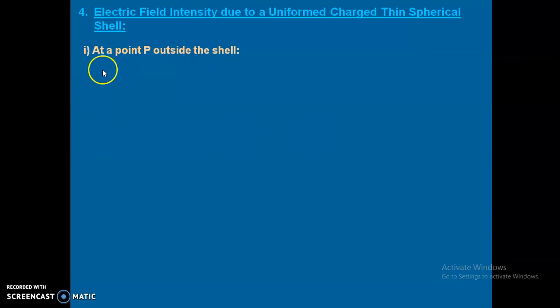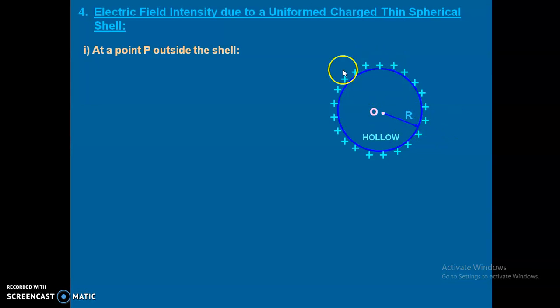Now if we consider a point P outside the shell, then what should be the electric field intensity? Let us understand. Let us have a positively charged spherical shell, its center O and its radius R. It's hollow inside. Now the total amount of charge on the spherical shell is Q. Let us consider a point P outside the shell, and let us assume a Gaussian surface, which is a sphere over here, passing through the point where we have to calculate the electric field intensity, right?